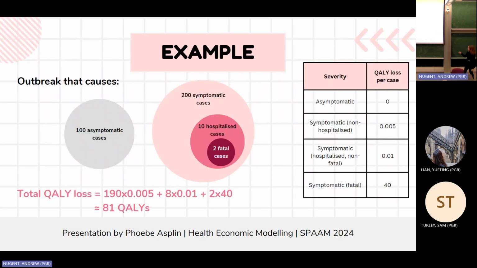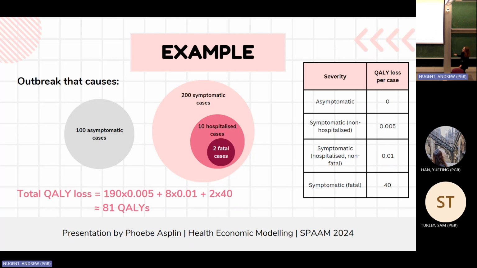So, quick little example. Let's say we've got an outbreak that causes 100 asymptomatic cases, 200 symptomatic cases, of which 10 are hospitalized and 2 are fatal. Then we've got our QALY losses, and you can see that the QALY losses from a fatal case are massively higher than any of the others, which is kind of what we'd expect. Always the main priority is preventing fatalities. And then we've also made the assumption that asymptomatic cases come with no QALY losses, which makes sense. Otherwise, there would have to be symptoms going along with that QALY loss.